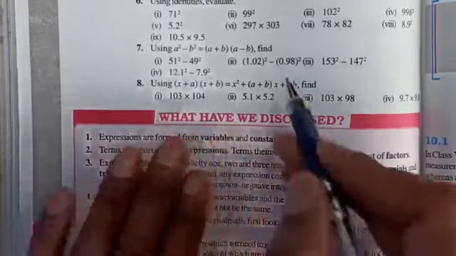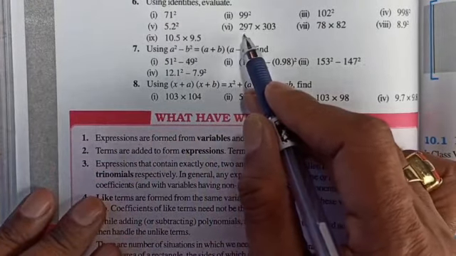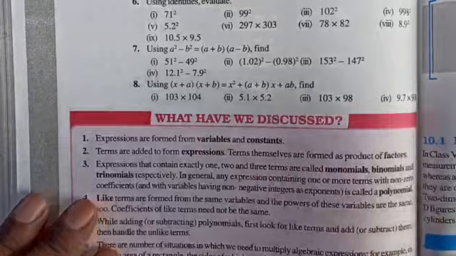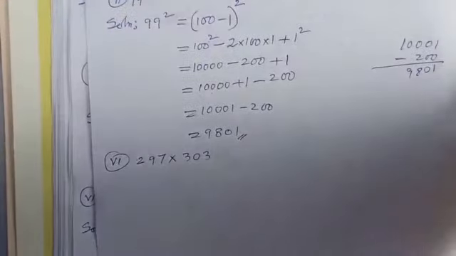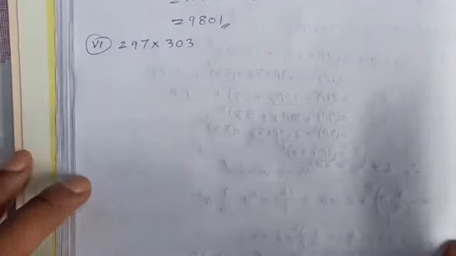Next, let's try Roman number 6, 297 into 303. Roman number 6 solution.